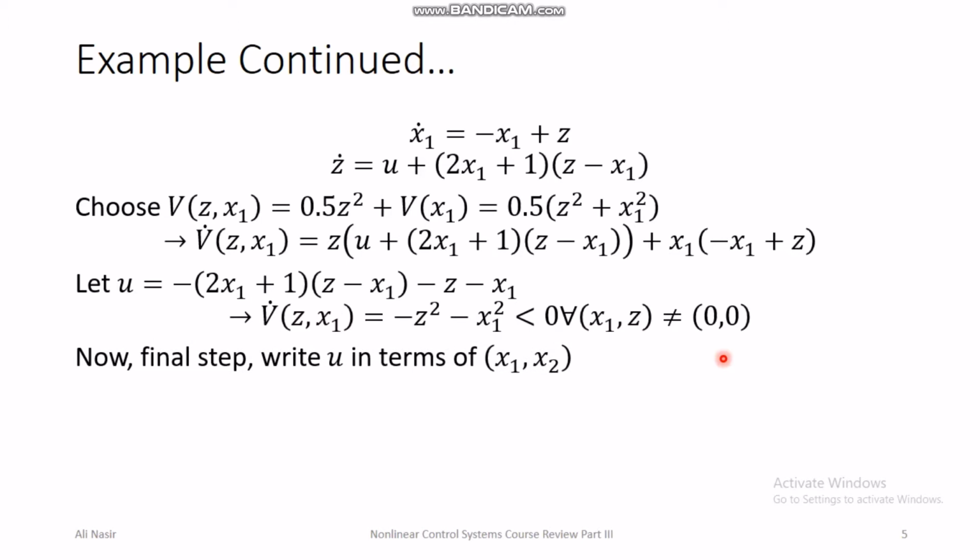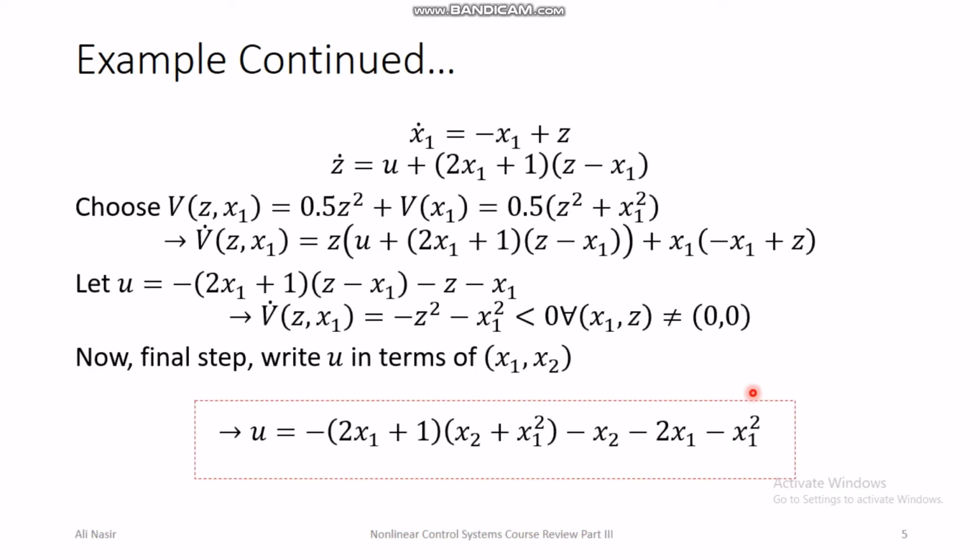So now the final step is to write u in terms of x1 and x2, and that completes the backstepping based controller design. It's a lengthy procedure, but what it does is that you don't have to deal with the whole system at a time. At a time you are only dealing with part of the system which is of lesser order. So it gives you some freedom in terms of mathematical difficulties involved in designing the controller. It's lengthy, but it simplifies the complexities.